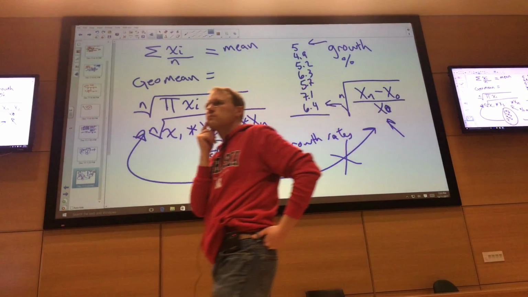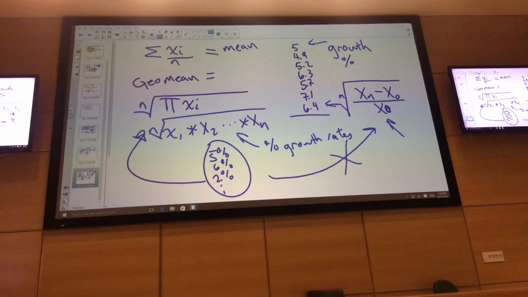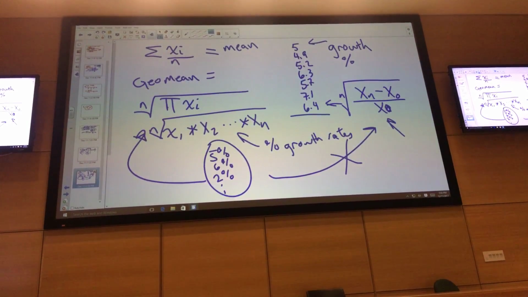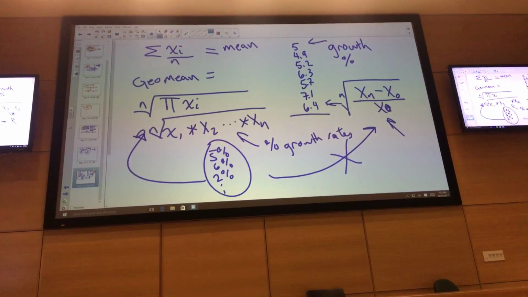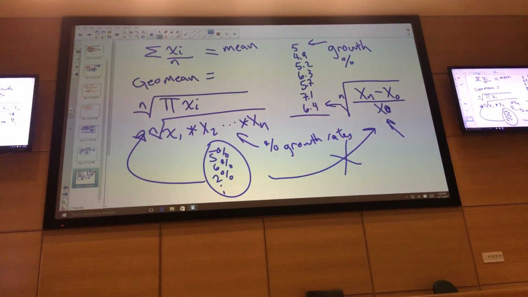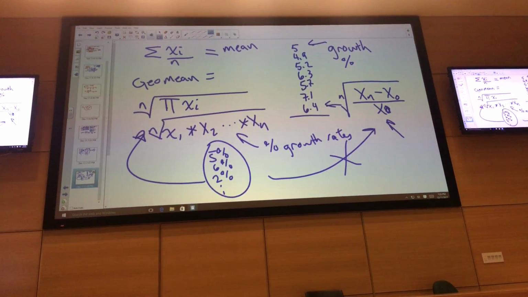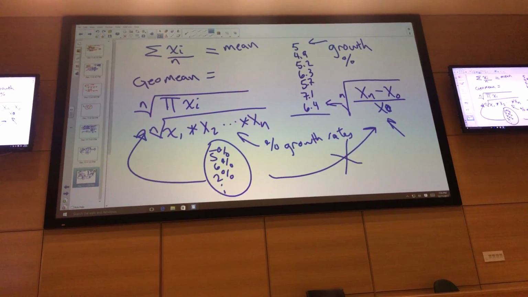So then if we were doing it in Excel, it would be equals GEOMEAN, and then highlight all of our percentages. If it's all percentage growth rates, you could convert them to percentage growth rates and then just do a GEOMEAN on them. Or, if it's units of growth, not percentages, you can take the end minus the starting point.